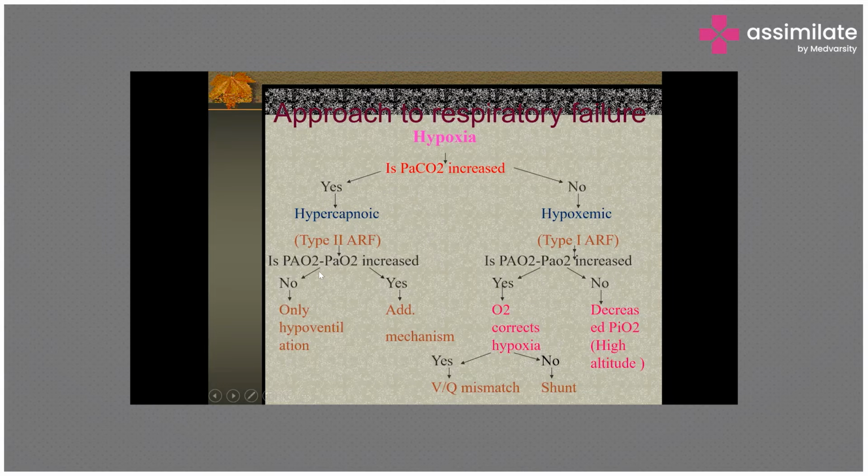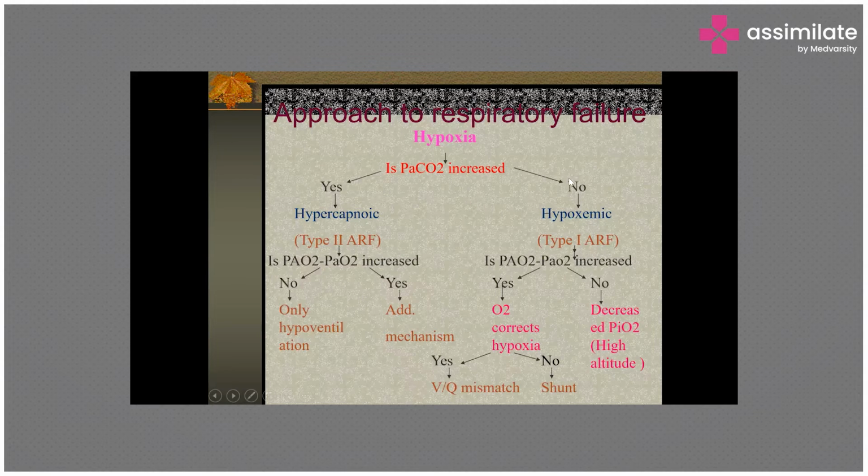Then we need to identify what the AA gradient, the alveolar arterial gradient, is. If there is a significant alveolar arterial gradient, probably there is VQ mismatch. If there is no alveolar arterial gradient, it is only because of hypoventilation. So that is how we should be able to find out the cause of respiratory failure.